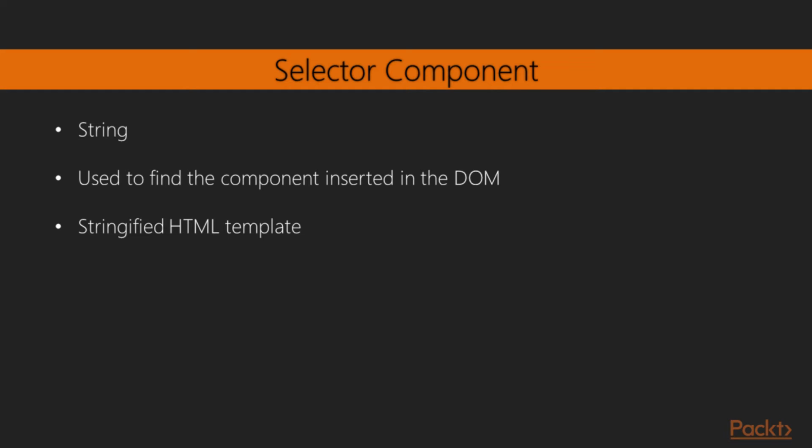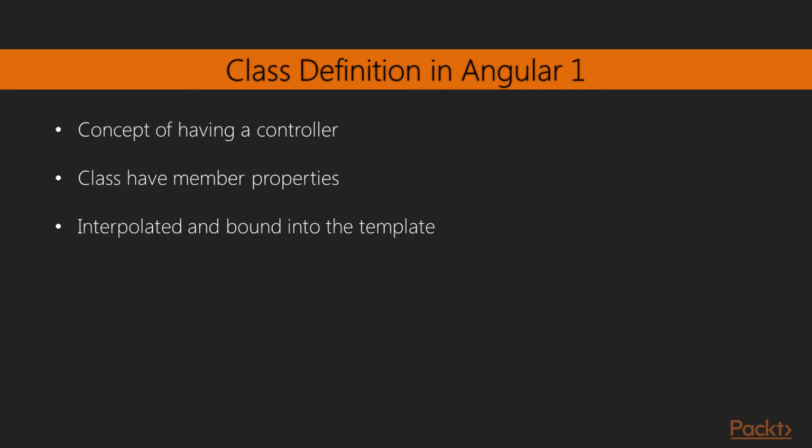With all this, you will be able to see your article component in action with the article tag. The class definition has supplanted the Angular 1 concept of having a controller. The component instances of this class have member properties that can be interpolated and bound into the template, similar to scope in Angular 1. In the template, the interpolation and the data binding processes seem to occur much in the same way they did in Angular 1. This is not actually the case, which is visited in greater detail later in this video.